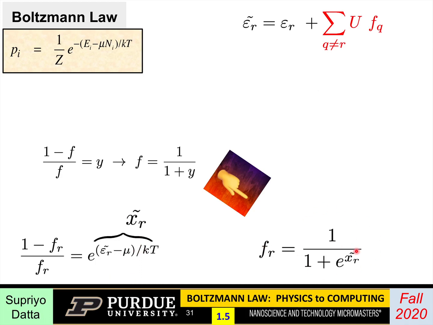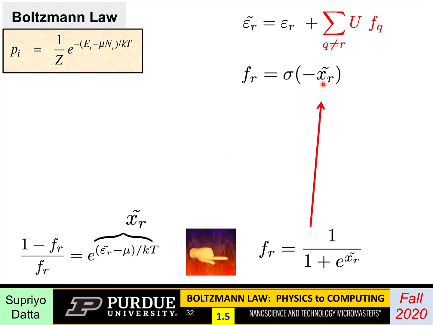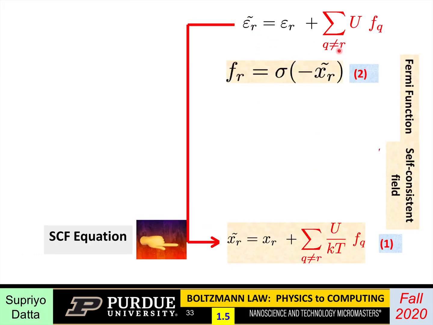Now, from this, just with a little algebra, you can show that Fr is equal to this relation, this Fermi function relation, which is also the sigmoid function of the negative. So Boltzmann law also leads you to this same idea, that basically what you have is these interacting energy levels, and then you have to apply the Fermi function to the interacting levels. And so in general, what you have to do is you have this Fermi function, and then you have this self-consistent field, the self-consistent levels. And these two have to be solved together self-consistently. You have to iterate till you get a consistent answer.